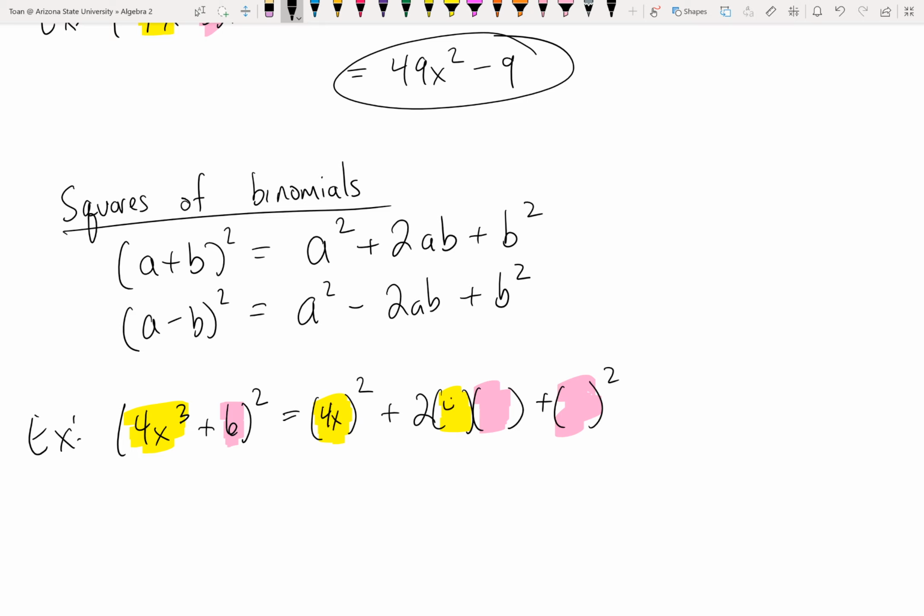4x, 4x, 6, and 6. And then you just have to do math. 4x squared is 16x squared. 2 times 4x times 6 is 48x. And then 6 squared is 36. Look how easy that was, right? I didn't have to FOIL. I didn't have to write it out twice. It just makes life easy.